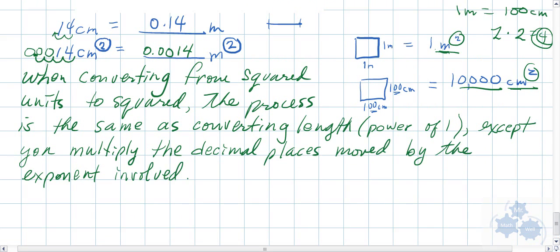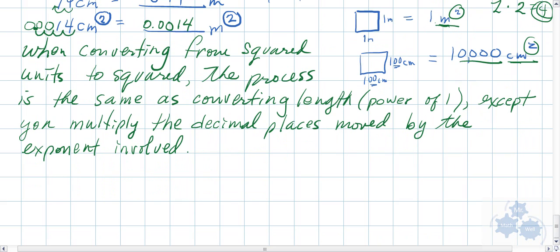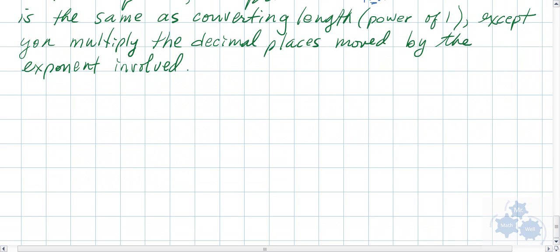Did you get all those notes there? Okay. So let's say we have 3.7 meters squared, and I want to know how many decimeters squared that is. Okay, so just take a moment and do that, and let me see your answer.